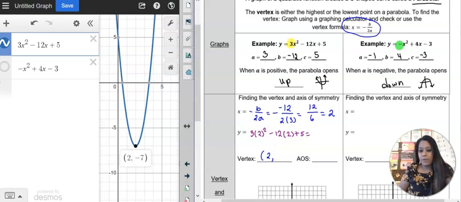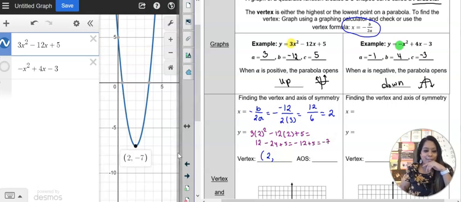2 squared is 4. 4 times 3 is 12. Remember, exponents first. Minus 12 times 2 is 24. Bring down the 5. So that's 12 minus 24, that's negative 12 plus 5, and so that equals negative 7. Yeah, it's right there, negative 7. There you go, that is my vertex. That's how you find it if you are not using Desmos or any graphing calculator.